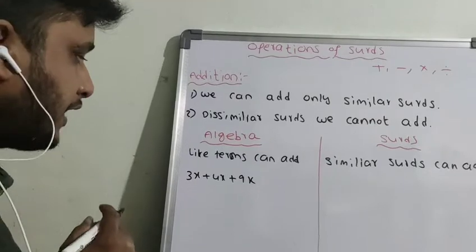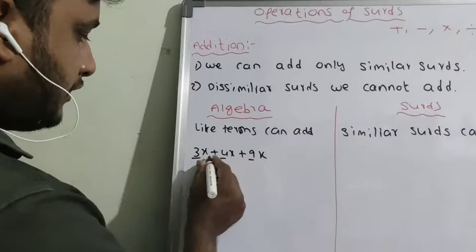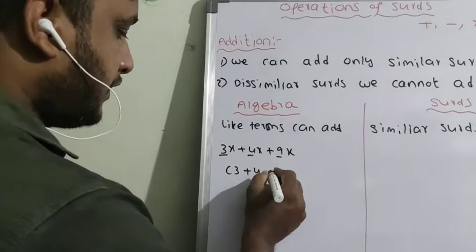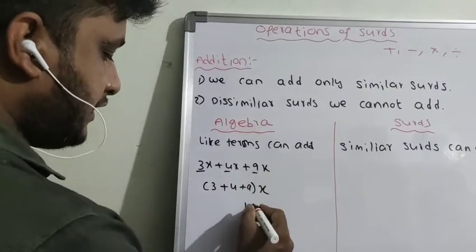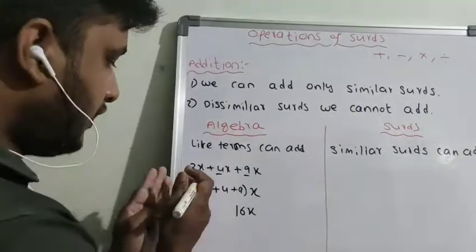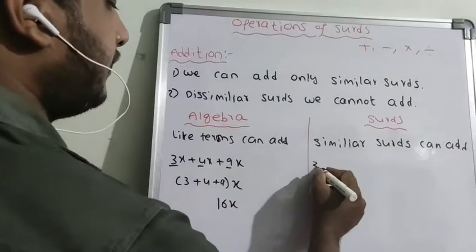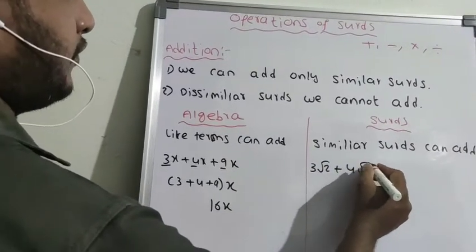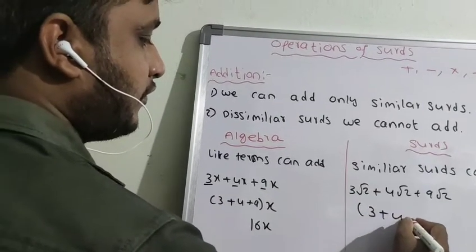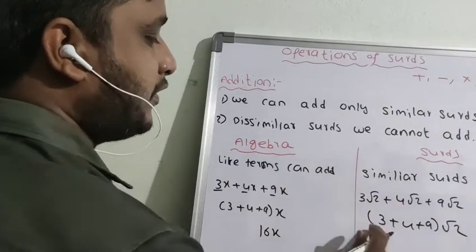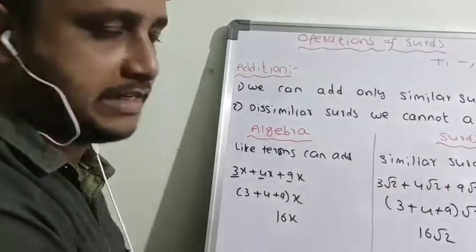What is the meaning of addition in algebra? We have to add the coefficients 3 plus 4 plus 9 and write the variable the same as it is. So 3 plus 4 is 7, 7 plus 9 is 16x. Only the coefficients we add, and we write the same variable. Similarly, here 3 root 2 plus 4 root 2 plus 9 root 2. The same thing we do here: 3 plus 4 plus 9 root 2, that means 16 root 2. So we only add the coefficients.